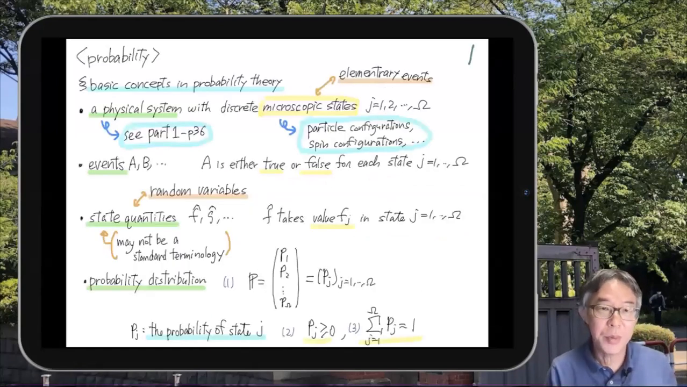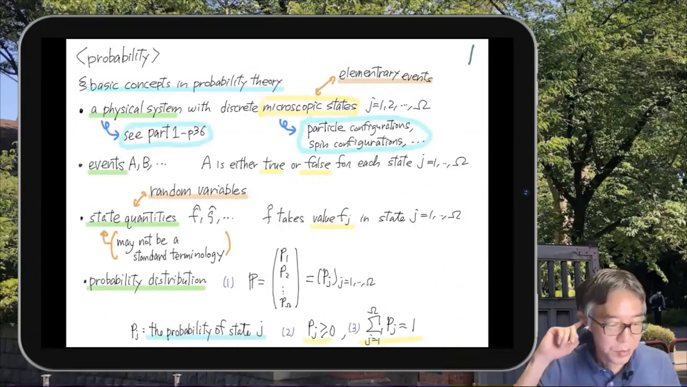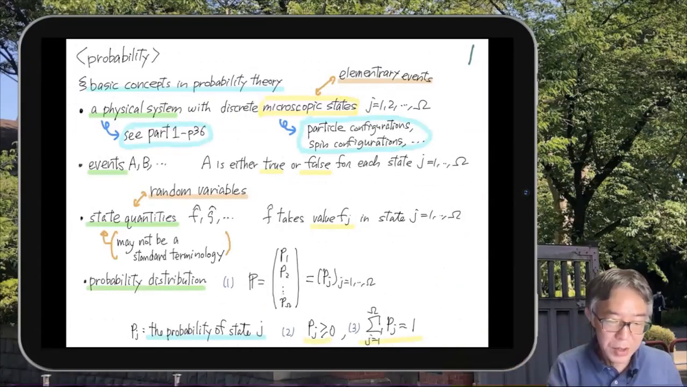So I start with probability. I think most of you know about this, so please go quickly. Basic concepts in probability theory. So we consider a physical system like we discussed in part 1, page 36 of part 1.